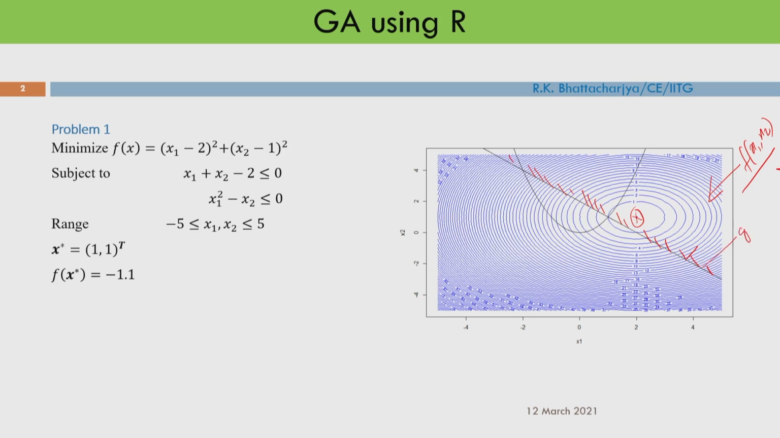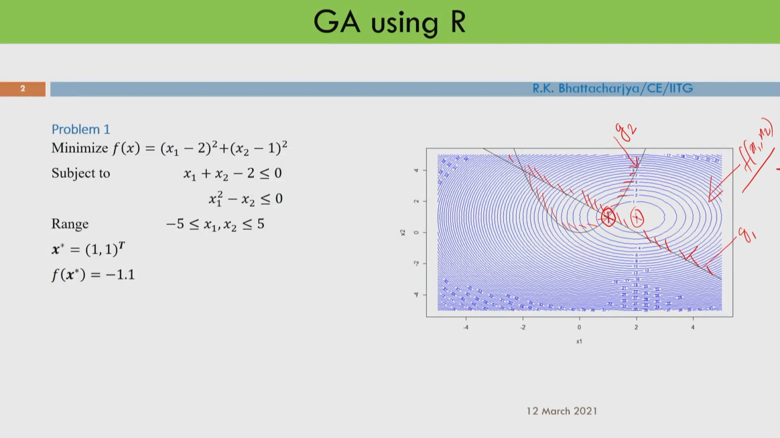I can say that this is G1, and similarly if I plot the second constraint, this is your G2. Anything in this particular region will be infeasible. Therefore, the optimal solution should be somewhere here. This is the optimal solution of the constrained problem. I will show you how you can find the unconstrained solution, and then how we will put constraints in genetic algorithm. Let us see whether we are getting this particular solution or not.